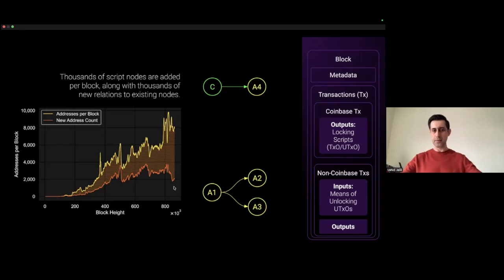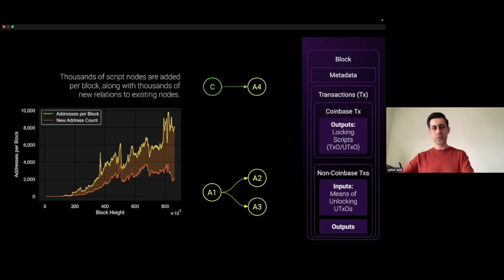They are representing the addresses. The addresses were not created before, and so we are adding to the graph. So this basically shows you how fast this graph grows with every block that is generated at about 10 minutes. So every 10 minutes, we are adding at least 2,000 new nodes to the graph.